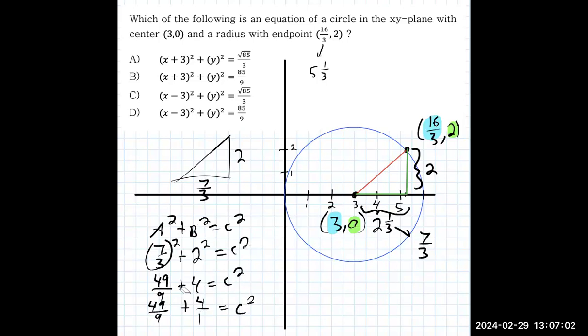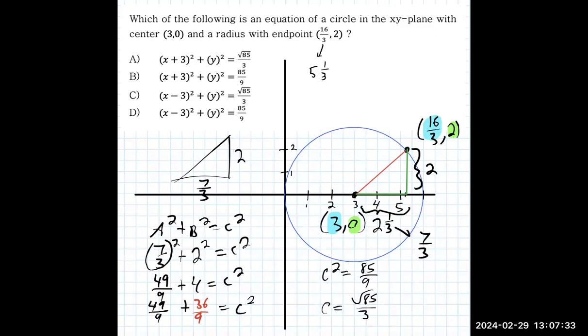Now we can multiply that 4/1 by 9/9, and it would become 36/9 to get us common denominators. 49 plus 36 is 85. So right now at this point, we've got c squared equal to 85/9. If we needed the radius, we could take the square root of that, and it's the square root of 85 over the square root of 9, which is 3.